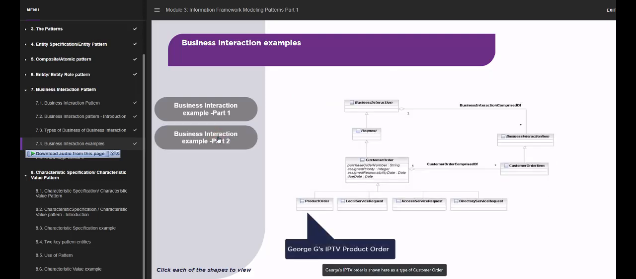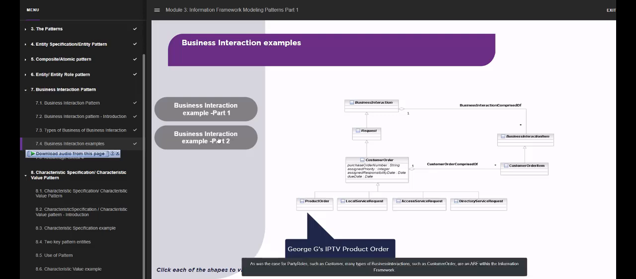George's IPTV order is shown here as an example of a customer order. As was the case for party roles, such as customer, many types of business interactions, such as customer order, are an ABE within the information framework.